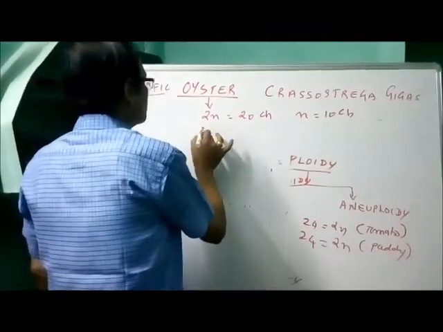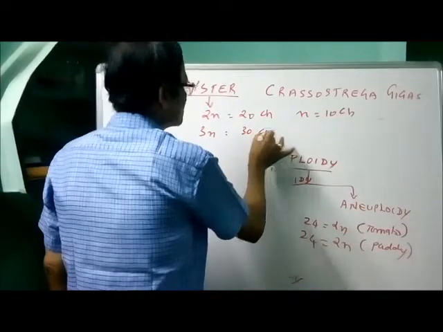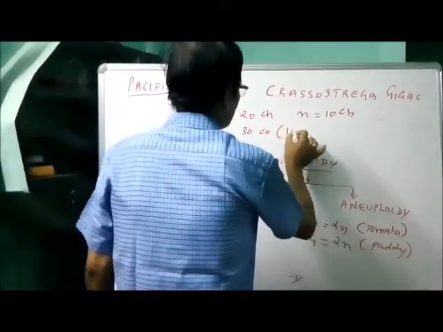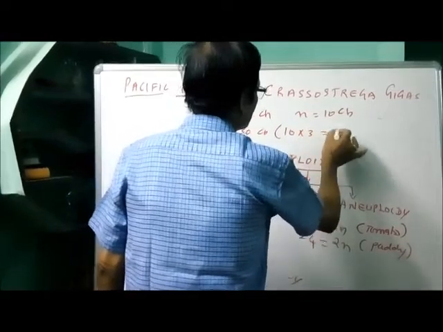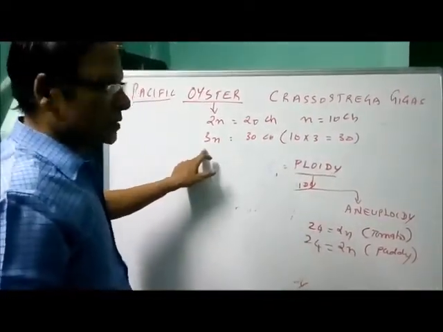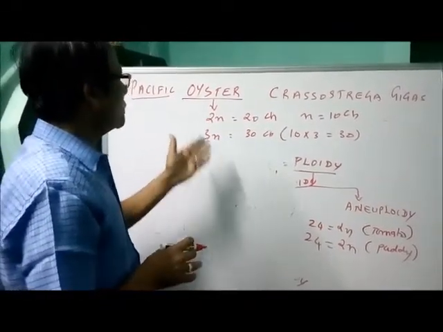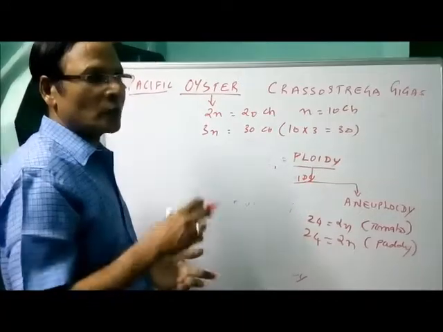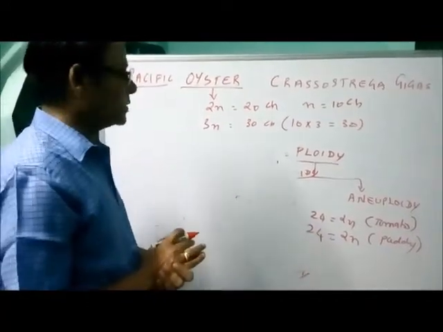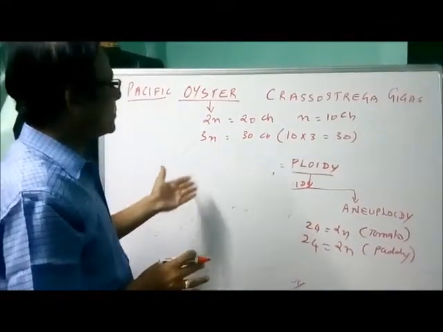But in the case of the triploid oyster, we have 30 chromosomes. As n is equal to 10, we have 10 into 3, 30 chromosomes. Now this oyster is large in size, more fleshed inside when compared to a normal diploid oyster. So one example for plant, one example for animal is given in the syllabus. I will present the photographs in the video. You can just compare that one.